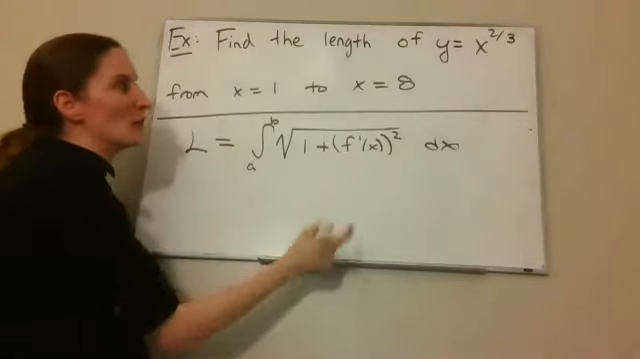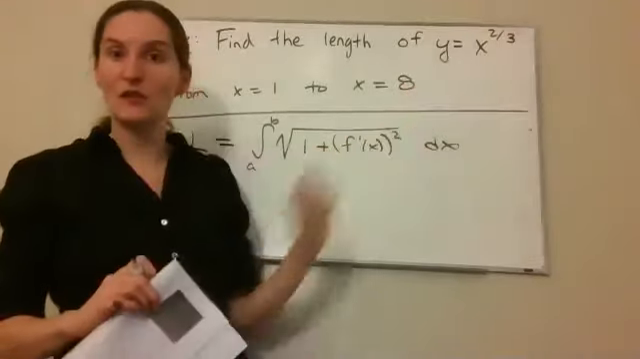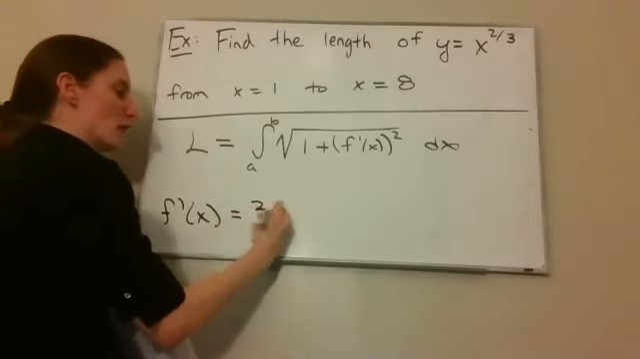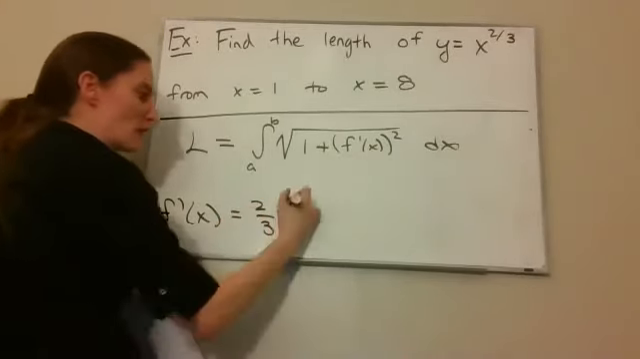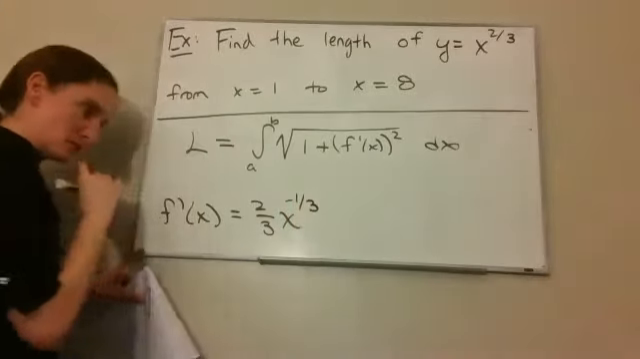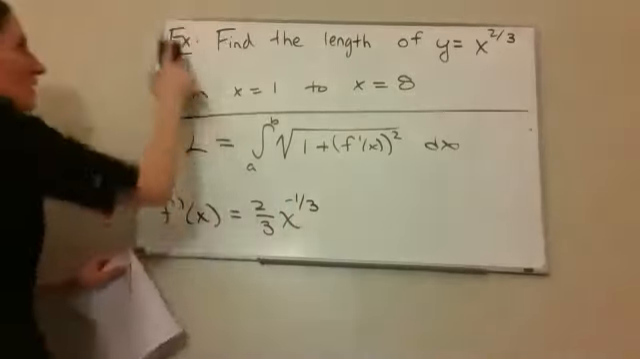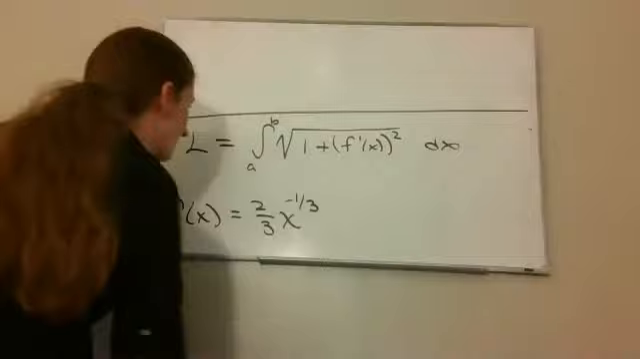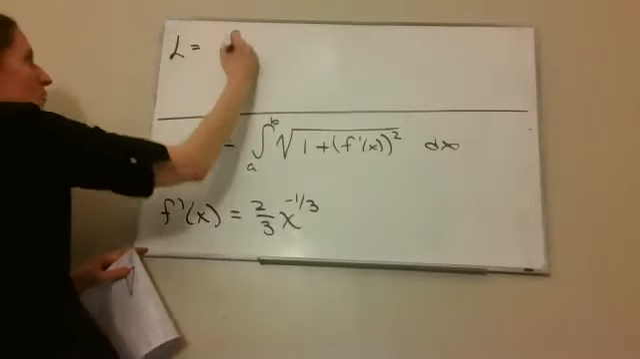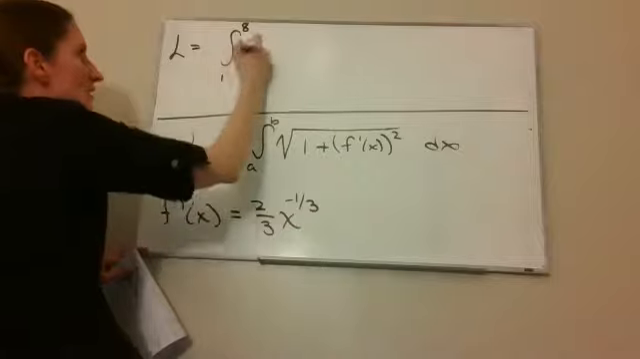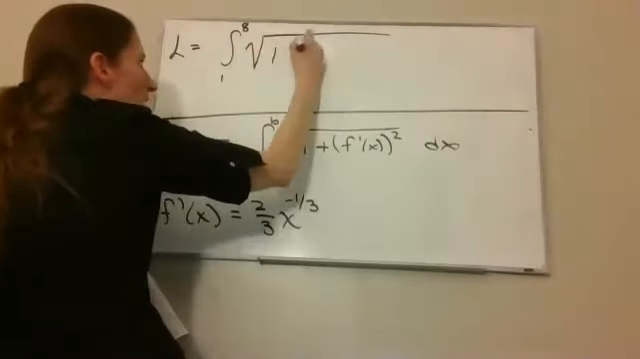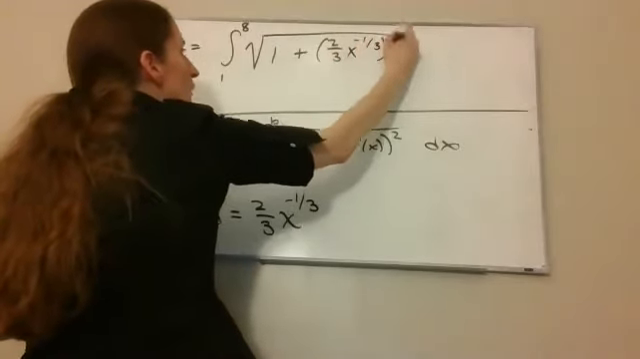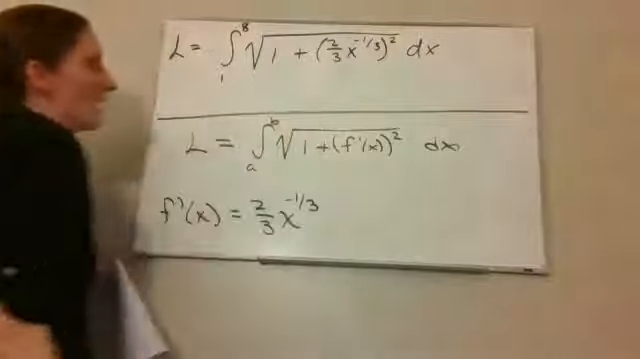To figure out f prime of x, we need to take the derivative of this x to the 2/3. Using the power rule, that derivative is 2/3 x to the negative 1/3. So let's go ahead and plug what we know into this problem. The arc length is equal to the integral from 1 to 8 of the square root of 1 plus 2/3 x to the negative 1/3 squared with respect to x.